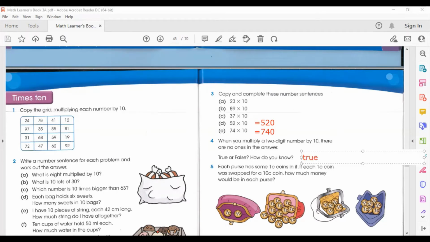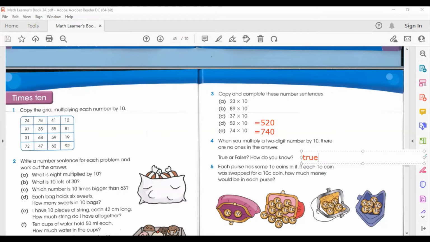Okay, the reason, what you can see, is that all the digits move one space to the left with 0 in the ones place value. When we multiply the number by 10, 0 comes at the ones place value in any number. So there will always be a 0 in the ones place value.